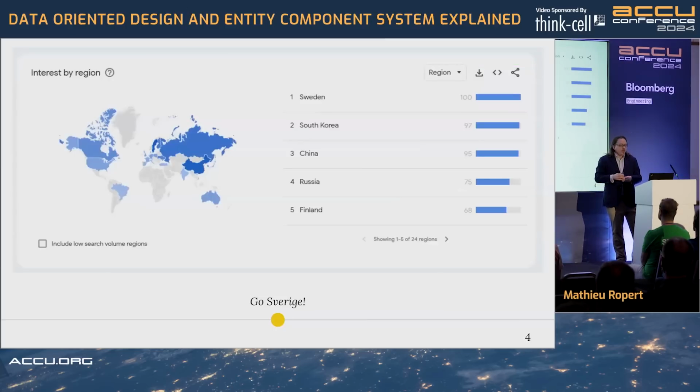And I have no idea how this works, by the way. This was supposed to be Google Analytics, and allegedly Sweden and then South Korea are the people who search the most for ECS. It's maybe because in Swedish, ECS is a government agency that I've never heard about, but I live in Sweden now, so go Sweden. I don't think we are using ECS more than anybody else. I'm surprised that the US did not pop up as much, but I have no idea.